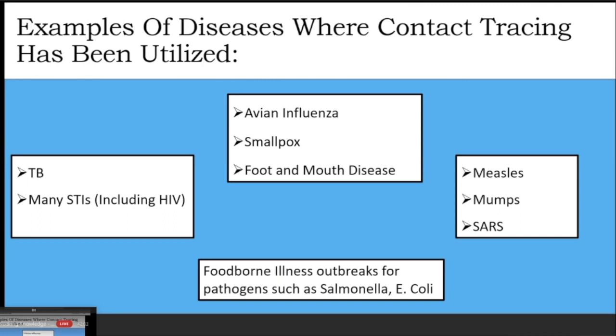Examples of diseases where contact tracing has been utilized. In foodborne illness outbreaks for pathogens such as Salmonella and E. coli in meat. Tuberculosis, many STIs, including human immunodeficiency virus, or HIV. Avian influenza, also known as bird flu. Smallpox, foot and mouth disease. The measles, the mumps, and severe acute respiratory syndrome, or SARS, which, as we know, spawned the COVID-19 virus.